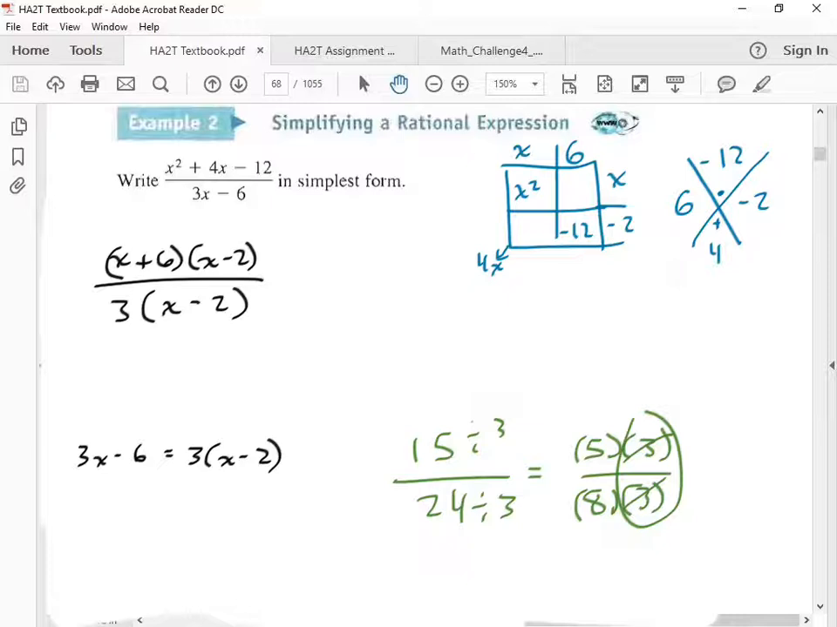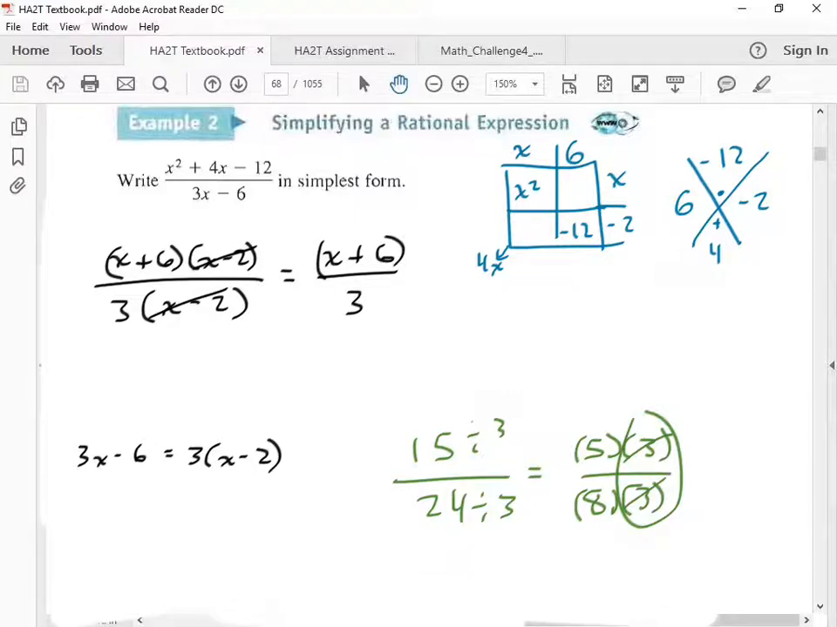So what factors can I cancel out in this guy? Yes, we can cross out x minus 2. And so you're left with x plus 6 over 3. Now, can I simplify more? Yes. You so want to, very badly. I know you do. You guys want to go 6 divided by 3, right? But you can't do that, because 3 is dividing the whole thing.